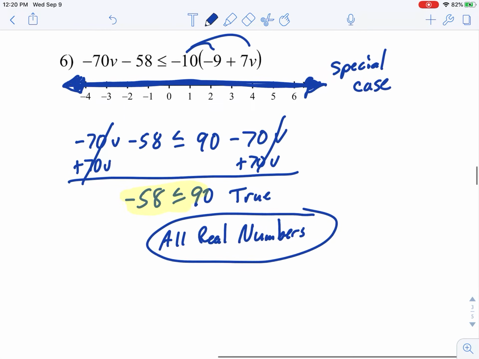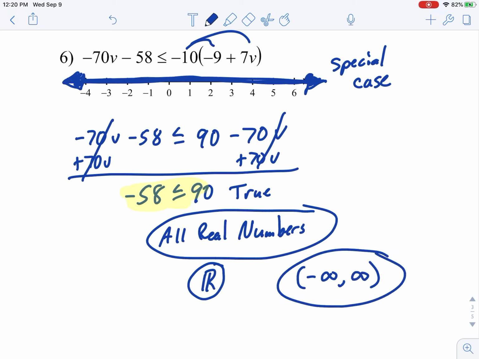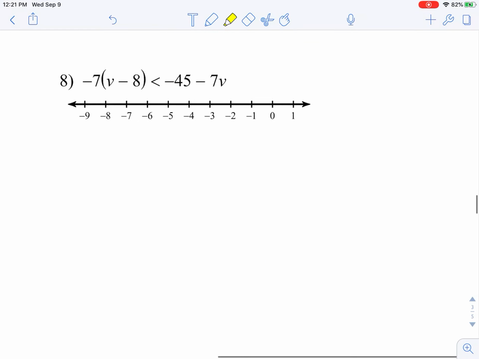What does this look like in interval notation? Well, in interval notation, you're okay using the words all real numbers. If you want, you can use this symbol, this R with 2 sticks, which in math lingo also means all real numbers, or you can do negative infinity to positive infinity. That's another way of writing all real numbers in interval notation. So this was a special case because of the way the variable completely canceled out of the problem, left us with a true statement.